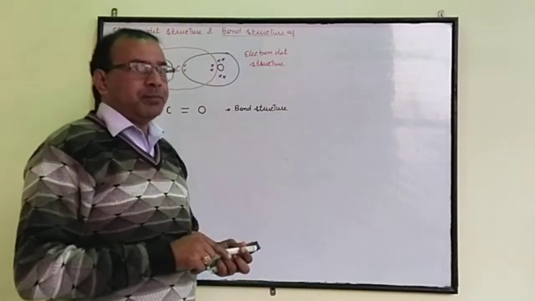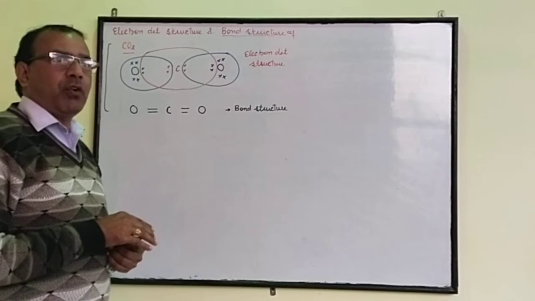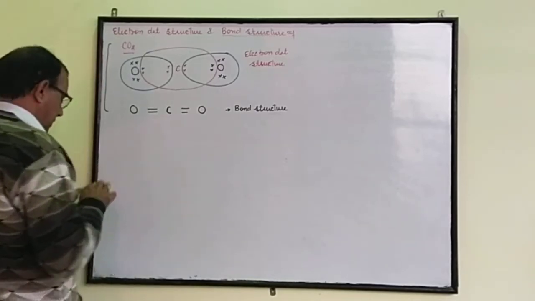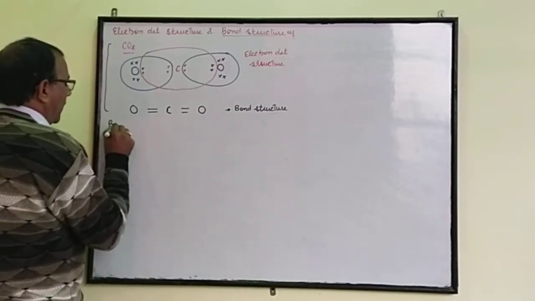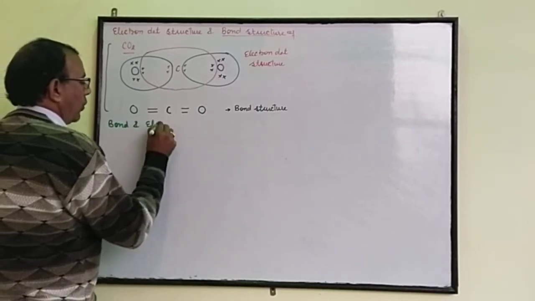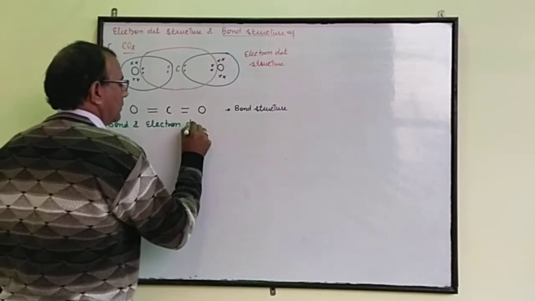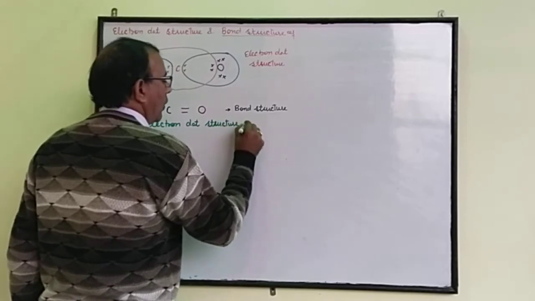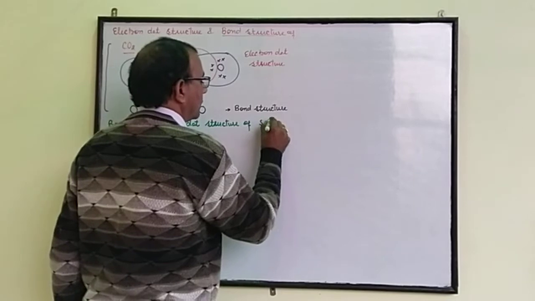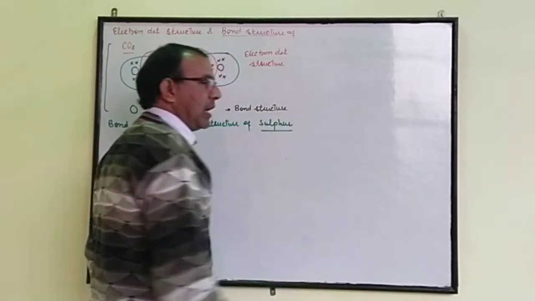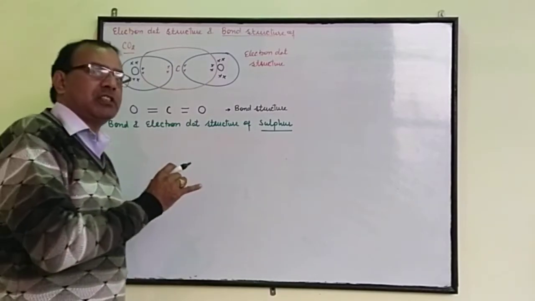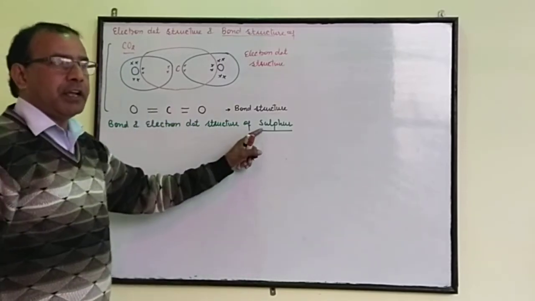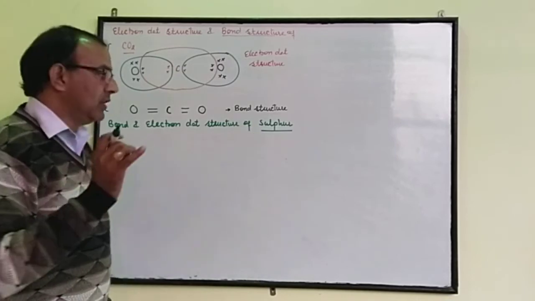One more question: draw the electron dot structure and bond structure of the sulfur molecule in which there are 8 atoms of sulfur. This is the question given in the NCERT notebook in the first box. Draw the electron dot structure of sulfur in which 8 atoms of sulfur are contained, and the structure is drawn in a ring-like structure.